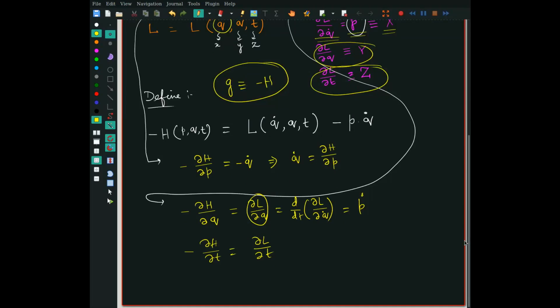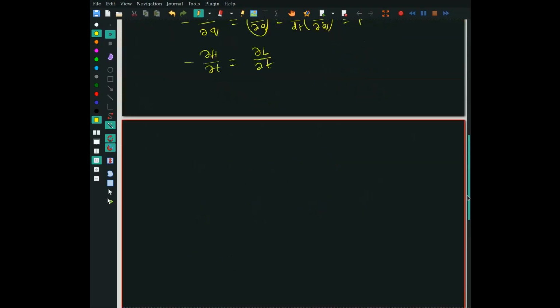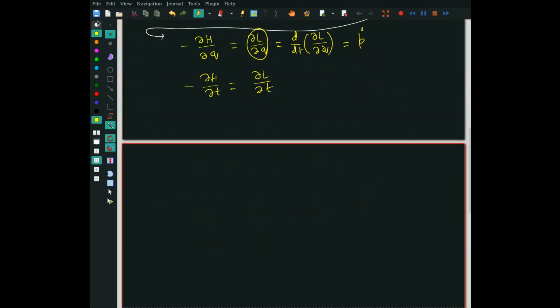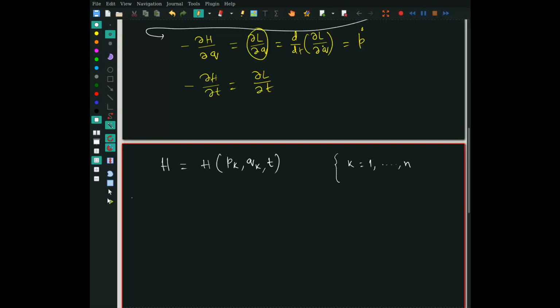But in general, if you have many different generalized coordinates and the corresponding generalized momenta, you will have this n set of equations. So suppose h is a function of, rather say, pk, qk, t, where k runs from 1 to n, you have n generalized coordinates.